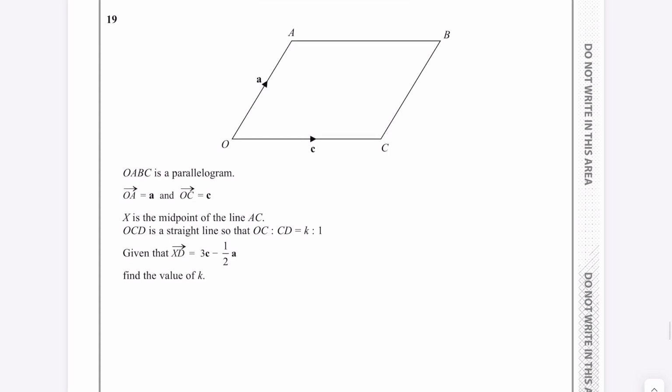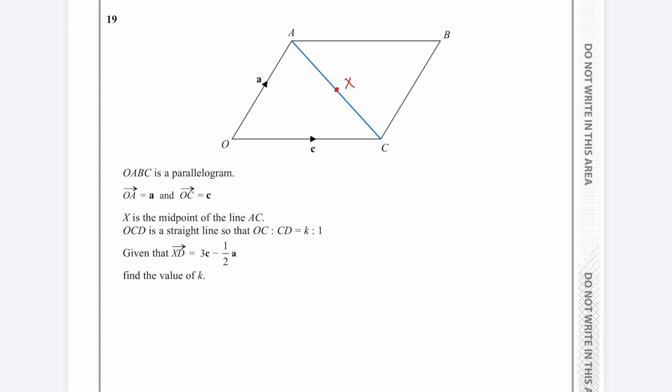19. OABC is a parallelogram. OA is a, OC is c. X is a midpoint on the line AC. Let's draw that on. So we have this line A to C, where it has a midpoint of X.